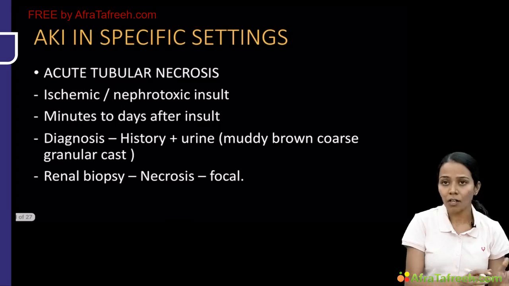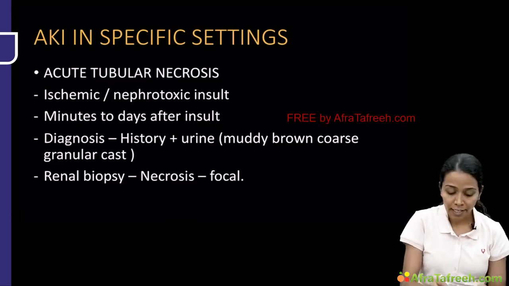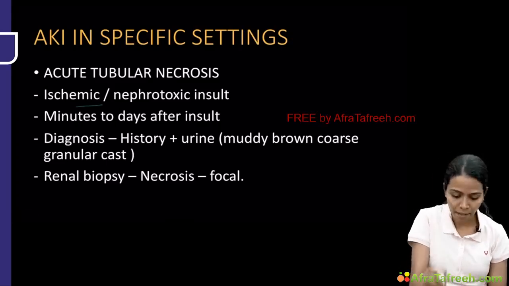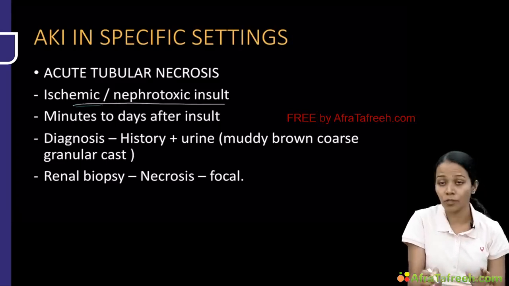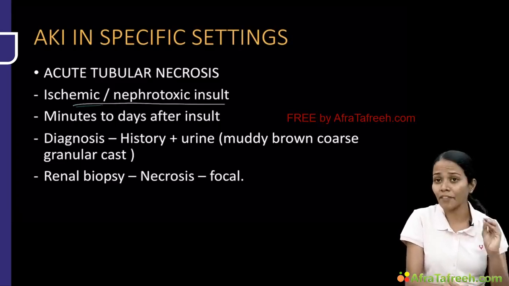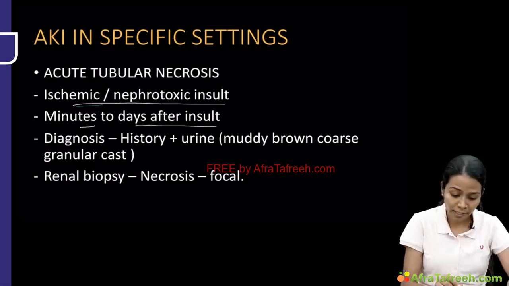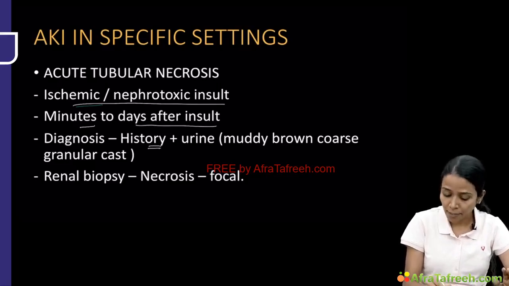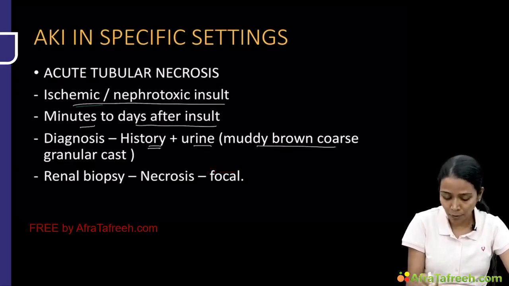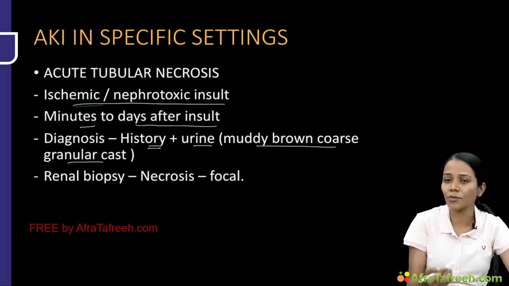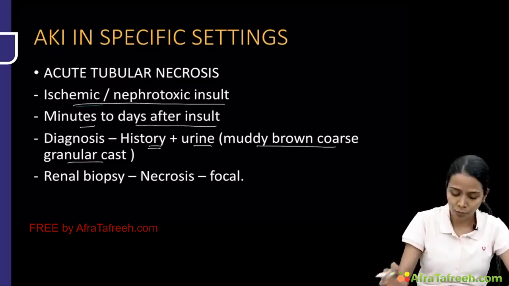Now coming to some specific settings like ATN, acute tubular necrosis. It can be caused by ischemic or nephrotoxic insults. It can happen within minutes or can happen days after insult. The diagnosis is by taking history and by seeing urine. If you can see any muddy brown coarse granular cast, in history you will get a history of hypotension that persisted for a long time or there was anuria.